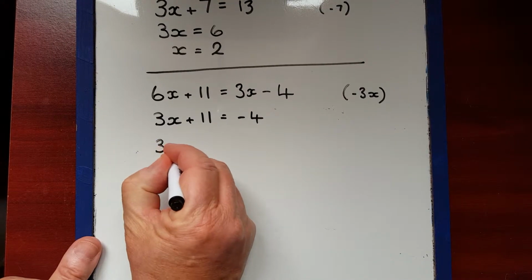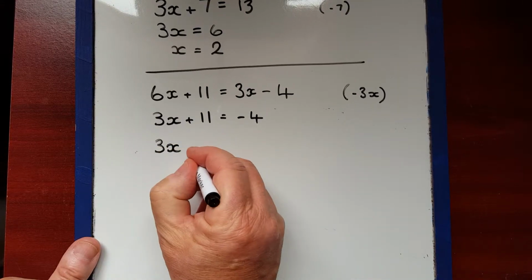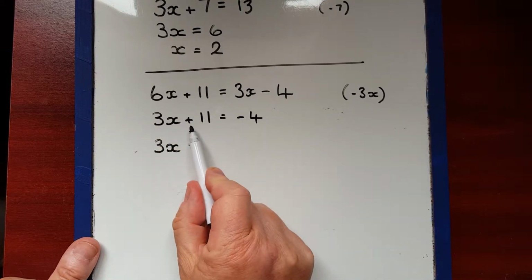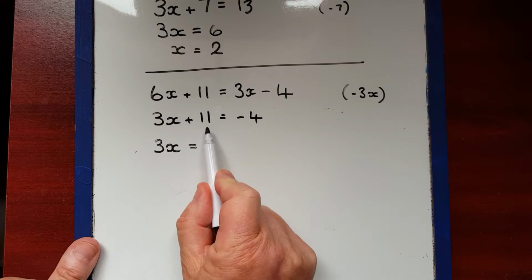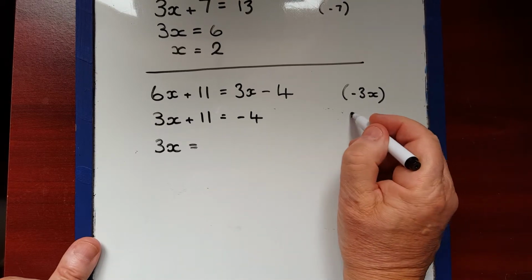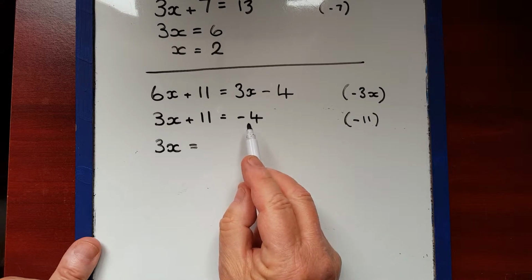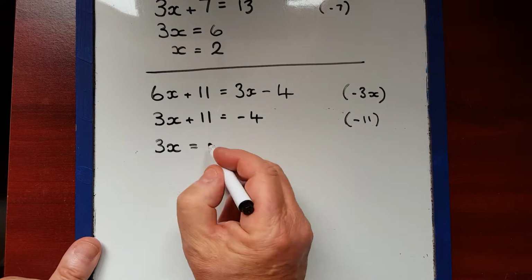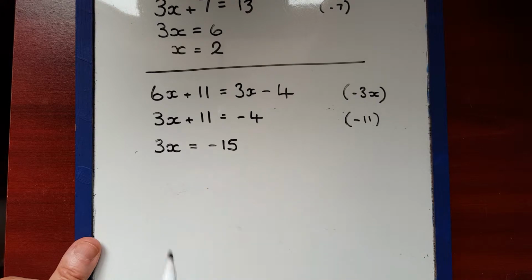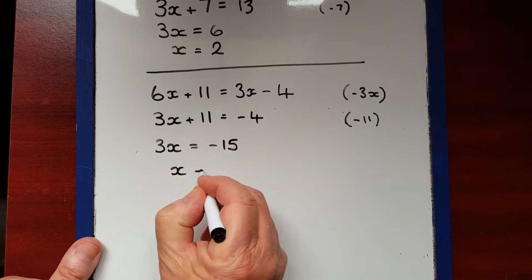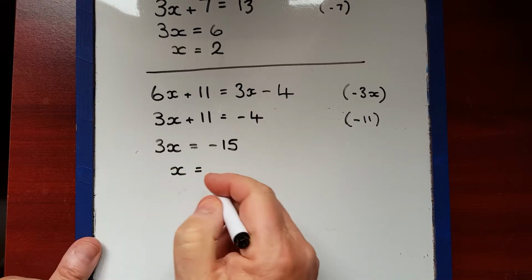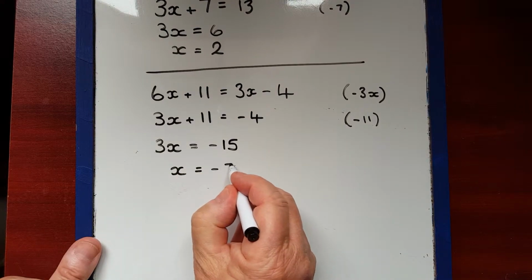So keep the 3x here. 3x equals, we've got to move that plus 11 over to the other side. That means it's going to become minus 11. Minus 4 minus another 11 is minus 15. Three x's are minus 15. So 1x divided by 3, 1x must be minus 5.